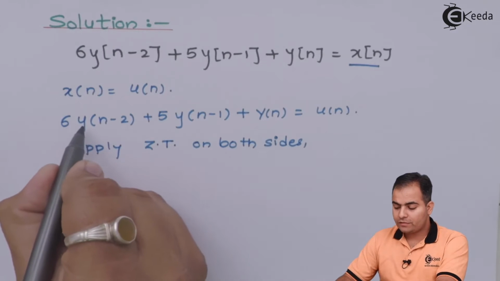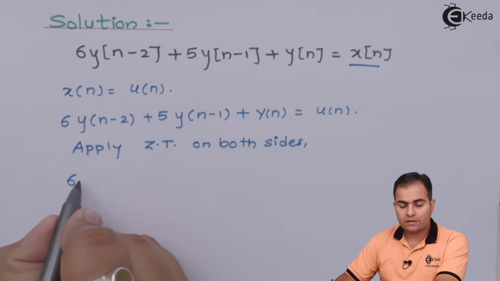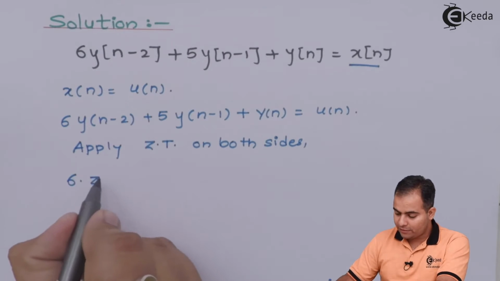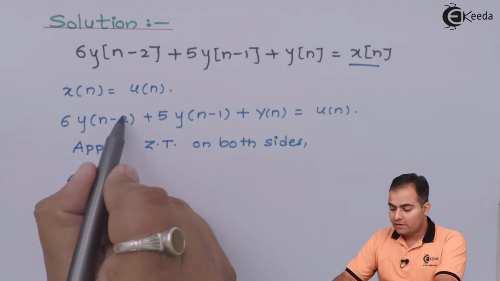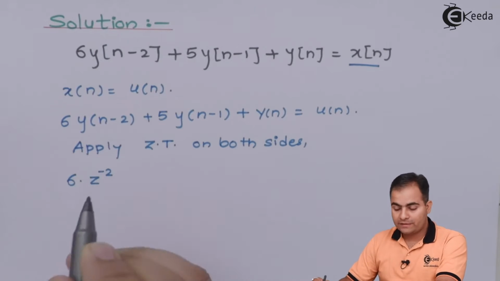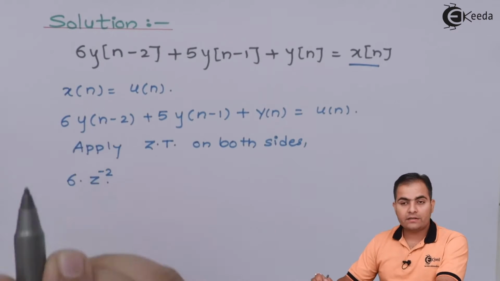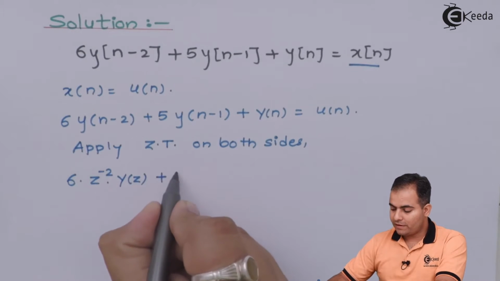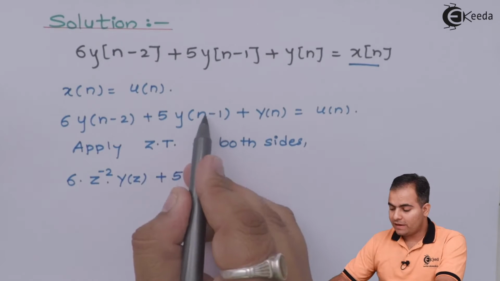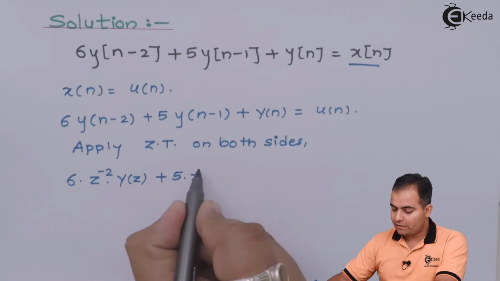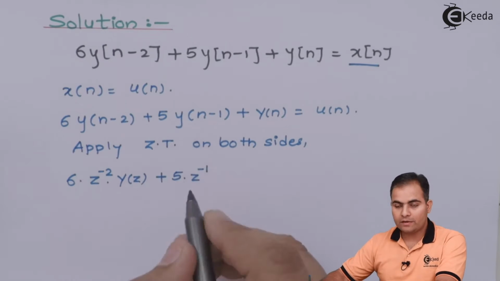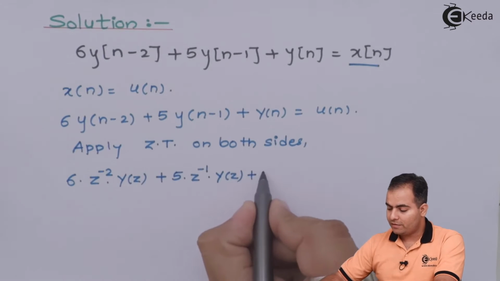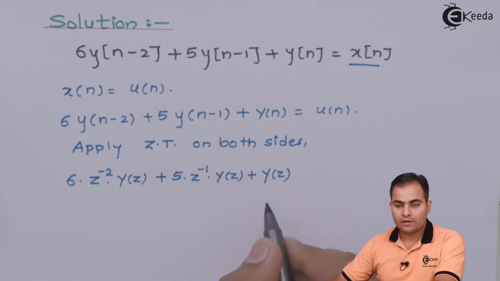Look here. Z transform of y(n-2): 6 is a constant, so I'll write that 6 first. Now here the function is delayed by 2, so I'll write z to the power minus 2, or you can simply say just place this minus 2 in the power of z. Next, Z transform of y(n) is Y(z). Similarly, this 5 is a constant and this minus 1 is the delay, so I'm going to write z to the power minus 1, multiplied with Y(z), which is the Z transform of y(n), and at the end the Z transform of y(n) is Y(z).